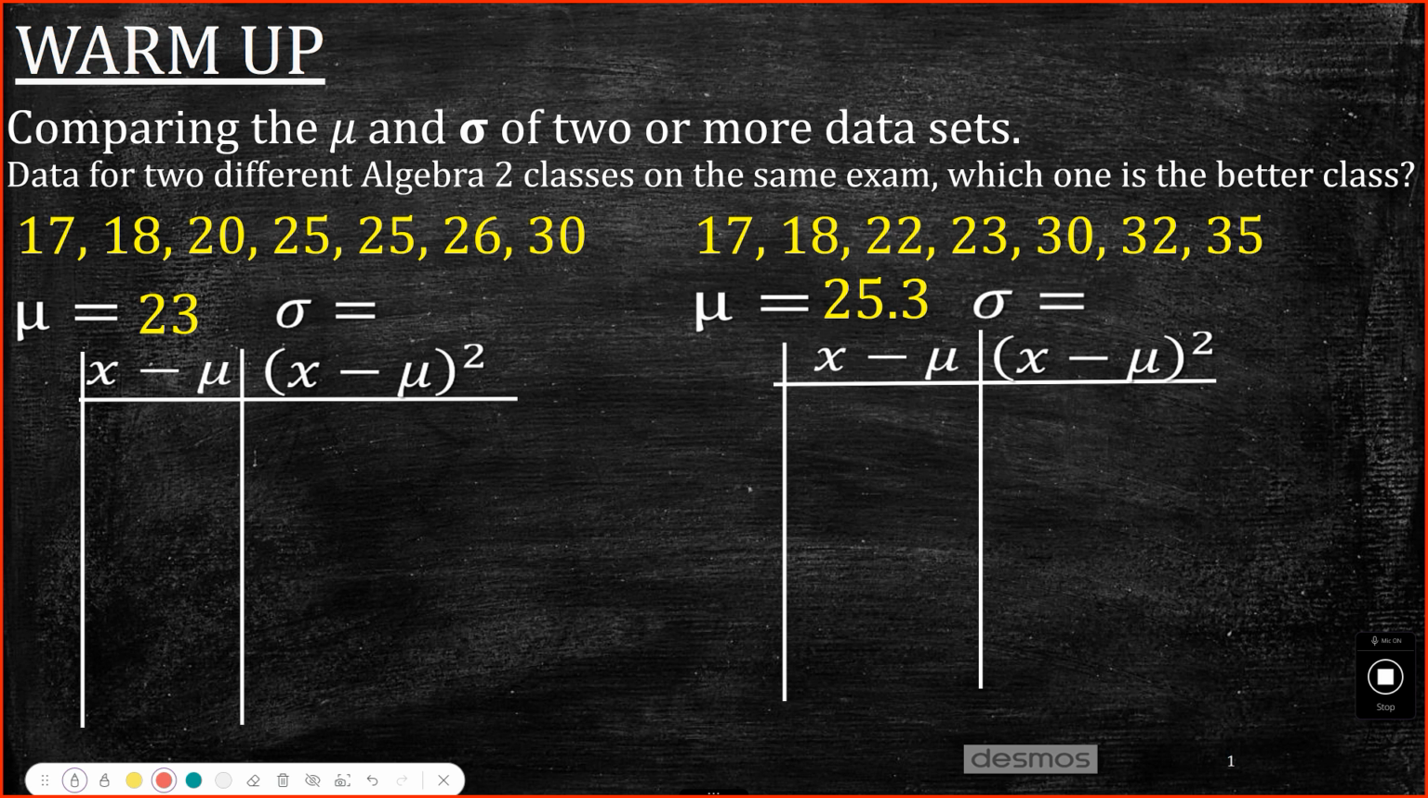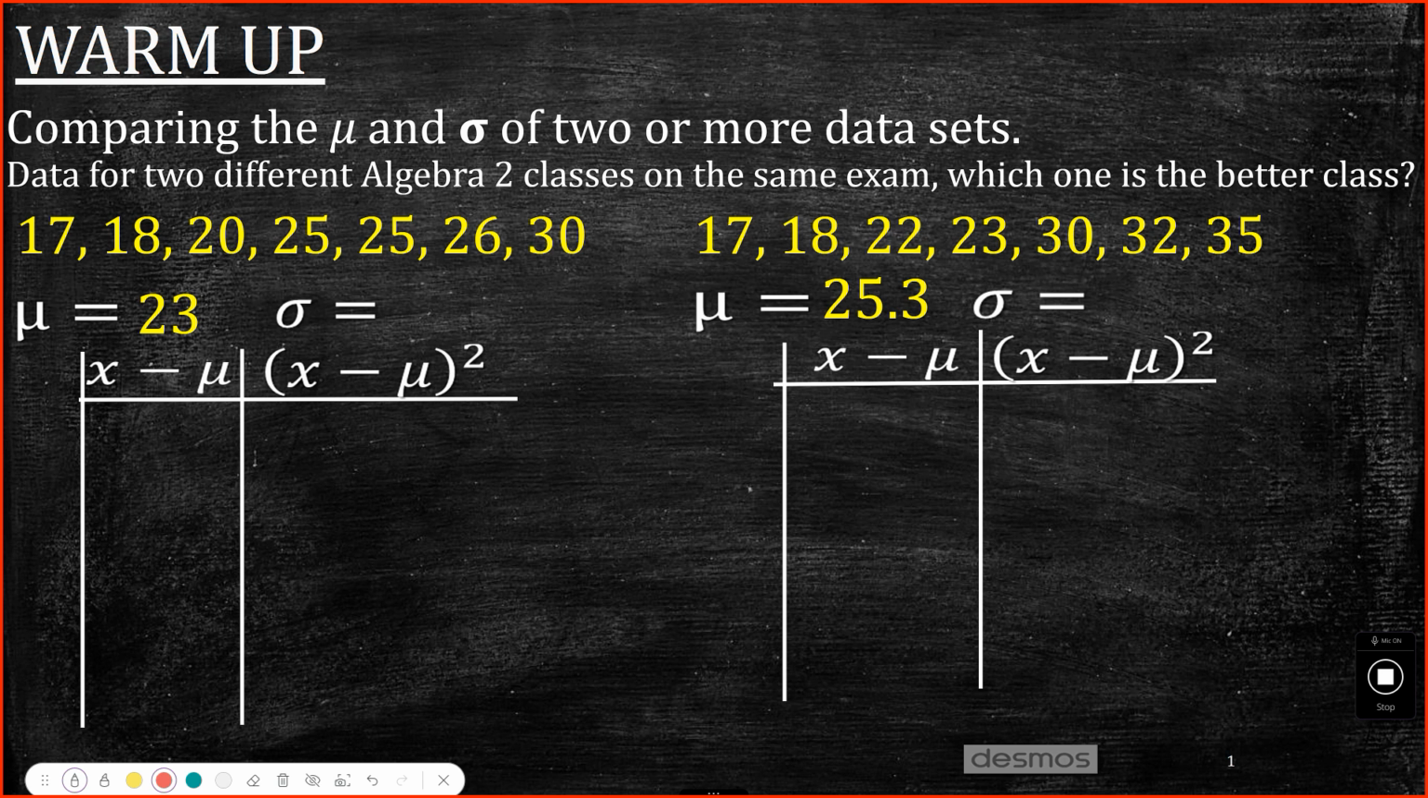You know what? Almost right off the bat, just with this information, you could already say which one was the better class. Which one's the better class, the first or the second one? Because it has a better average, no? 25.3 is better than 23. Okay, so just from looking at the averages, you can see that the second class is better, I think.